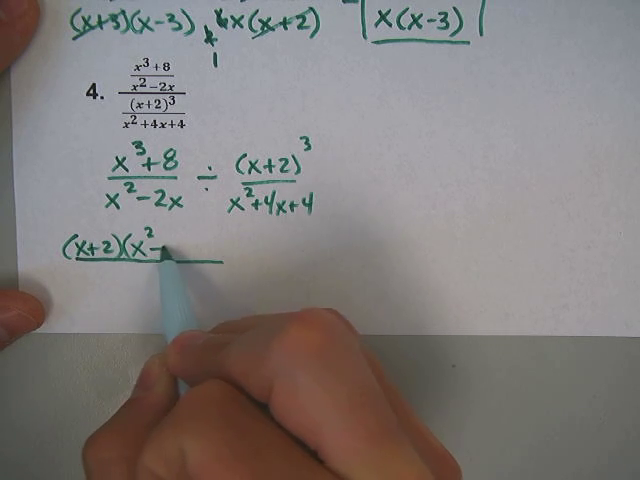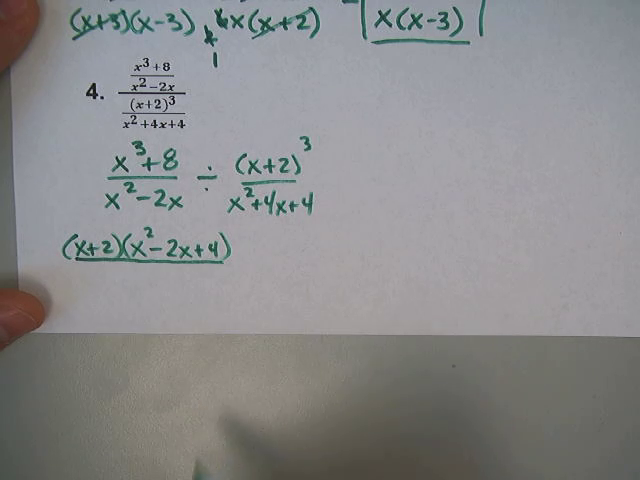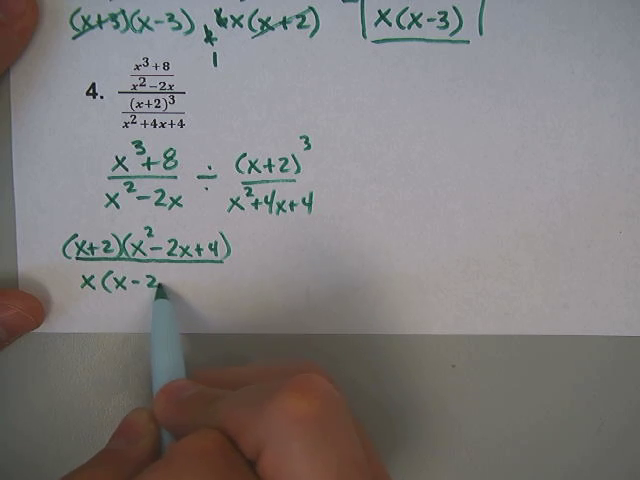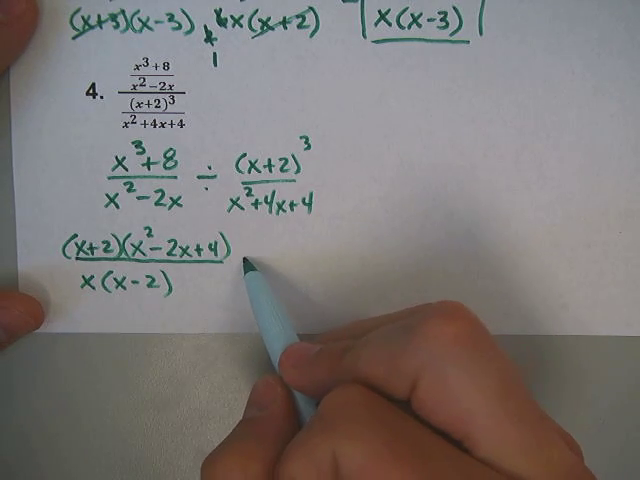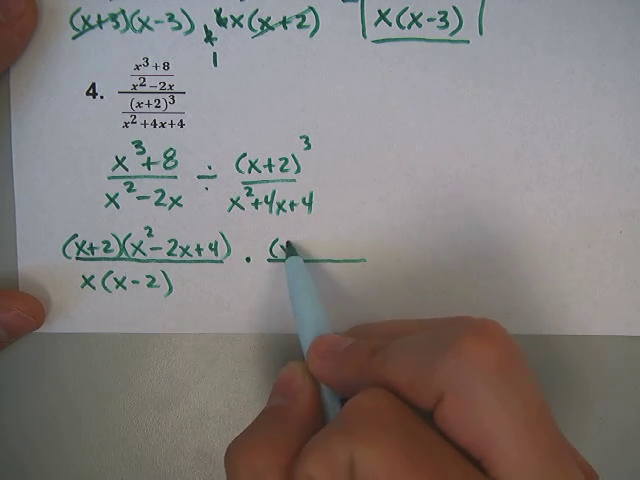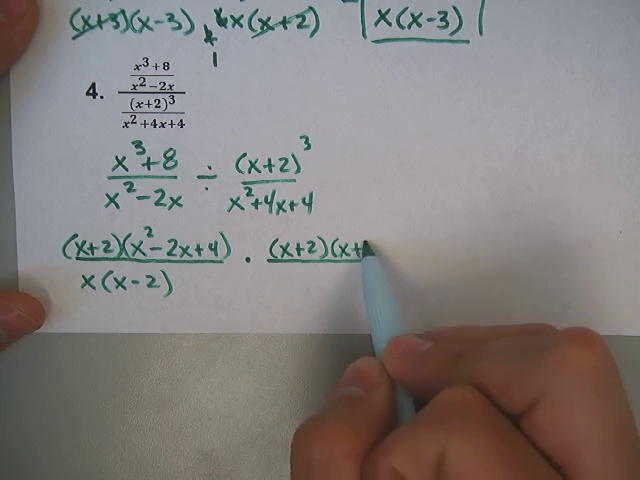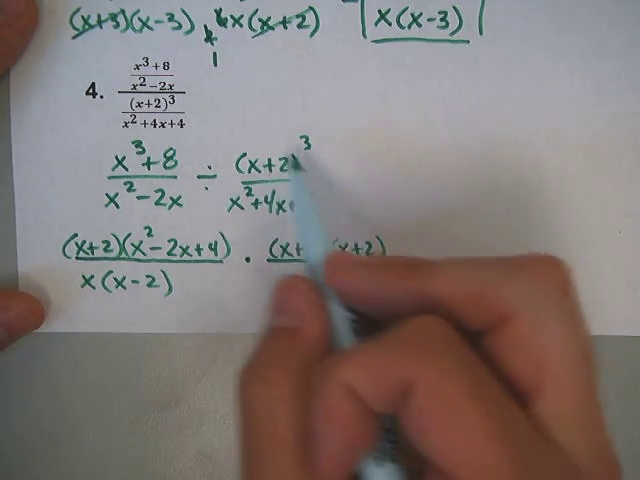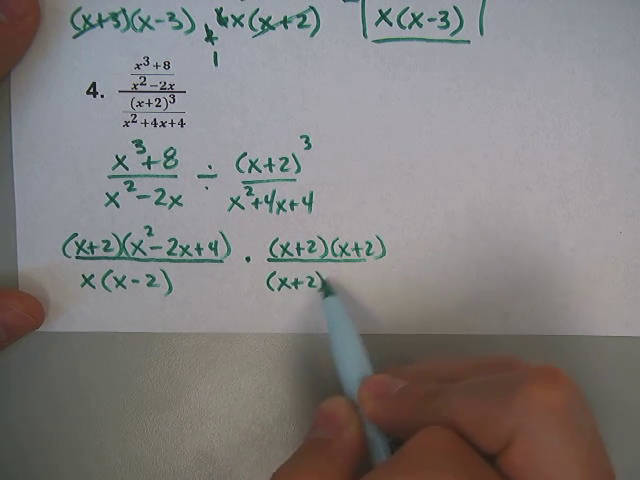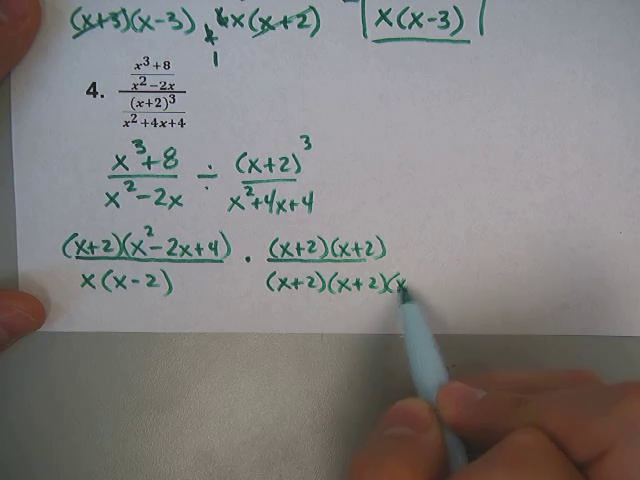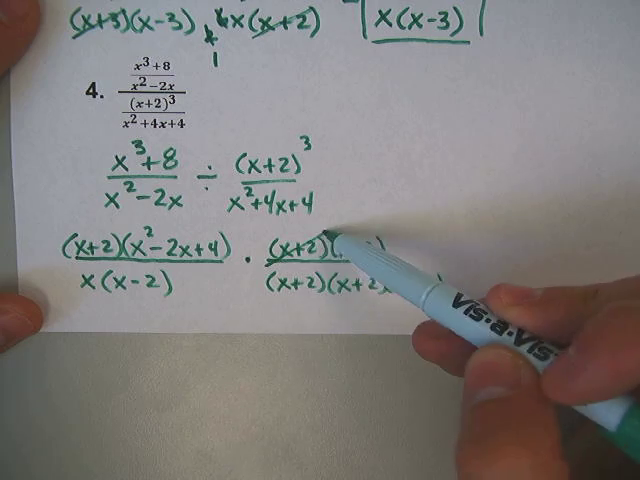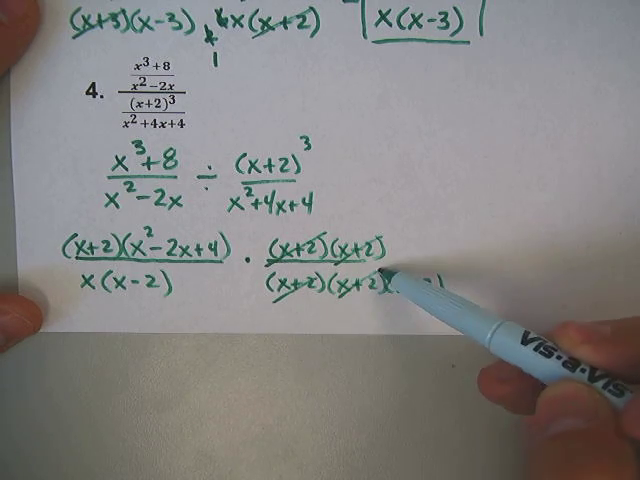On the top one, hopefully you recognize that's a sum of 2 cubes. So that would be x plus 2, x squared minus 2x plus 4. The bottom looks like I can factor out an x. Over here, multiply and flip. So if I factor this, x plus 2, x plus 2, and bring that down. Now I'm not going to multiply all that out, x plus 2 cubed. I'm just going to remember that it just means this.